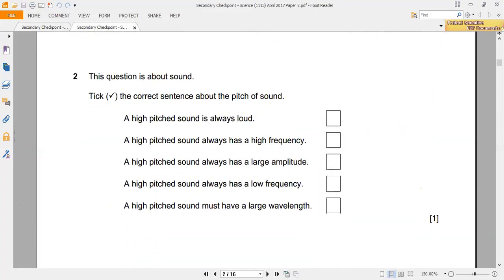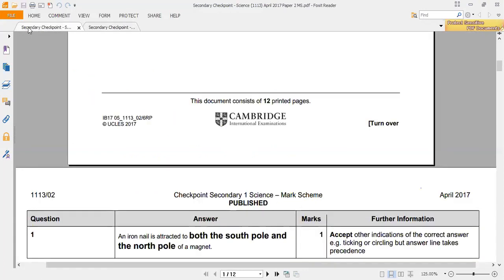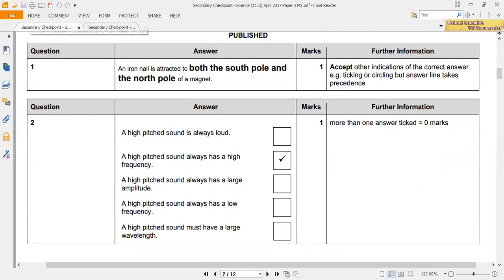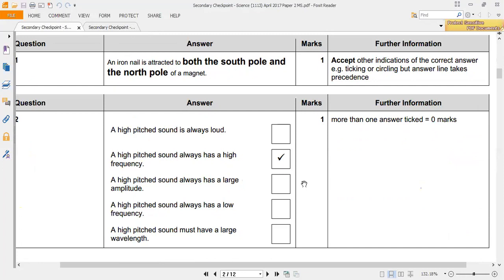Here, number 2. The question is about sound. Tick the correct sentence about the pitch of sound. Okay. A high-pitched sound is always loud. A high-pitched sound always has a high frequency. A high-pitched sound always has a large amplitude. A high-pitched sound always has a low frequency. A high-pitched sound must have a large wavelength. Okay. You tell me the answer. Yes, the answer is a high-pitched sound always has a high frequency.